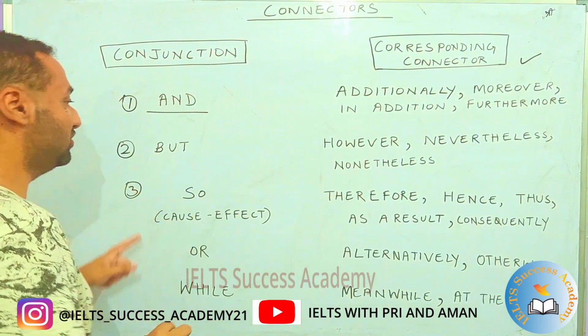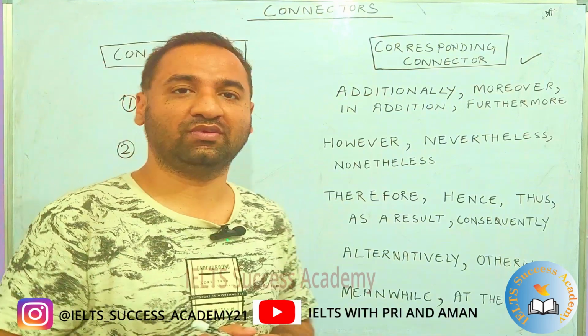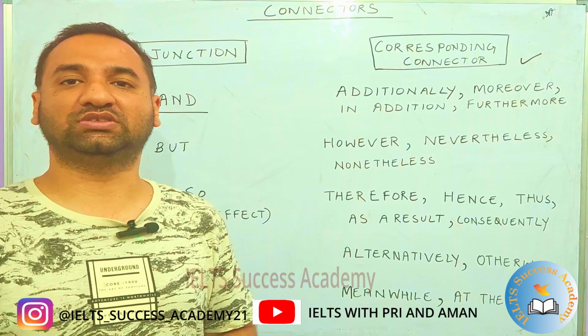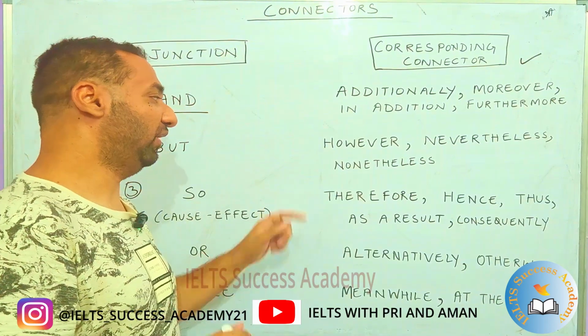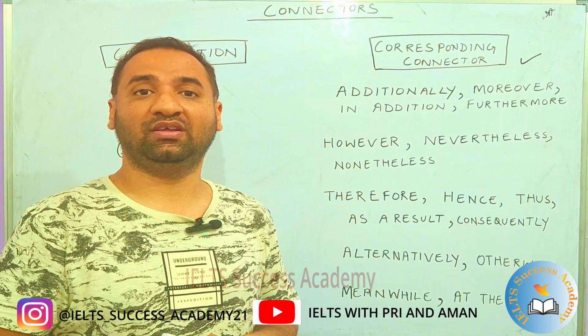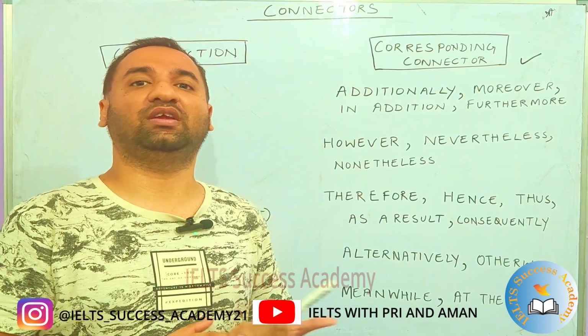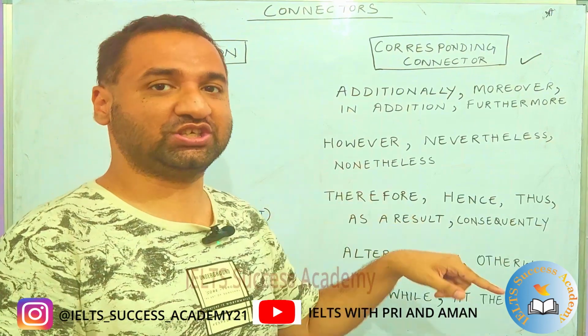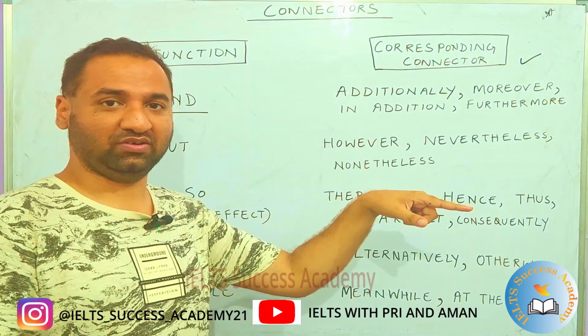Thirdly, so. He went to the mall, so he bought clothes. But for the connector, we can say he went to the mall, therefore he bought clothes. Therefore is a bridge. It's a connector.